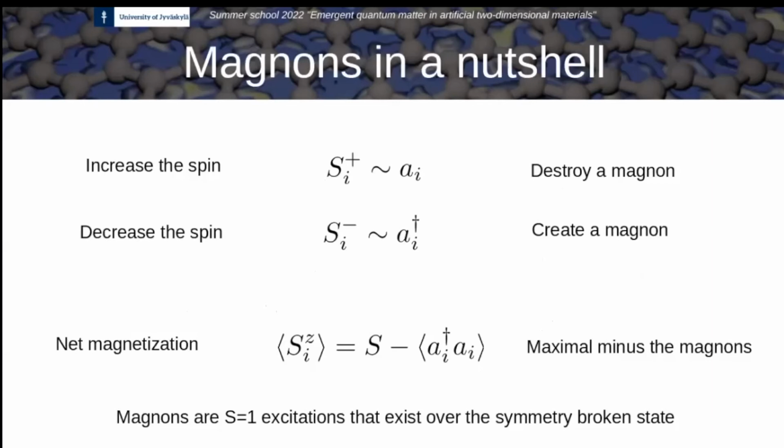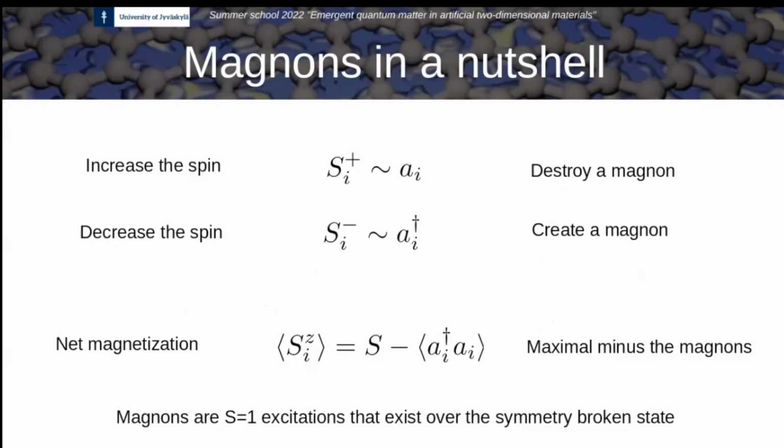All right, great. So that was essentially the idea. The trick to transform from spin operators to bosonic operators is to do this type of replacement in the Hamiltonian. S plus becomes a, S minus becomes a dagger, and then Sz is just the total spin minus the occupation number.